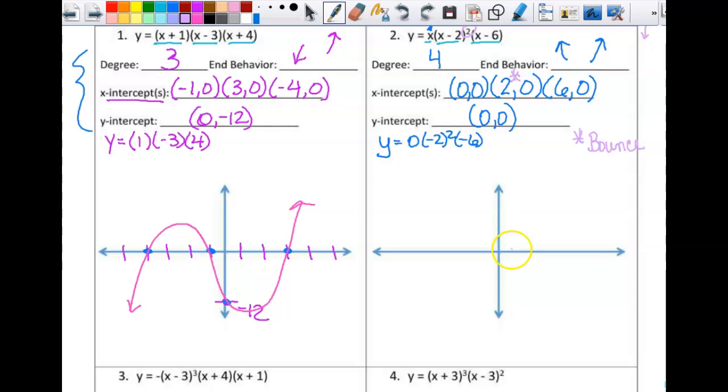So I'll see if I can get 6 on there. 1, 2, 3, 4, 5, 6. My y-intercept is 0, 0, so I don't have to worry about doing anything on that. I'm going to plot my points. I have 0, 0, 2, 0, and 6, 0.